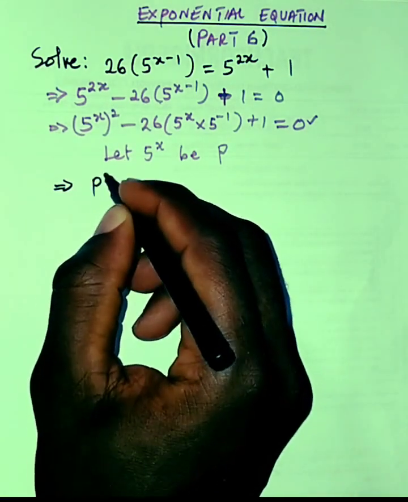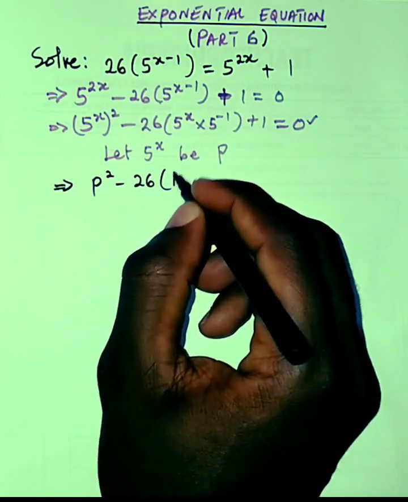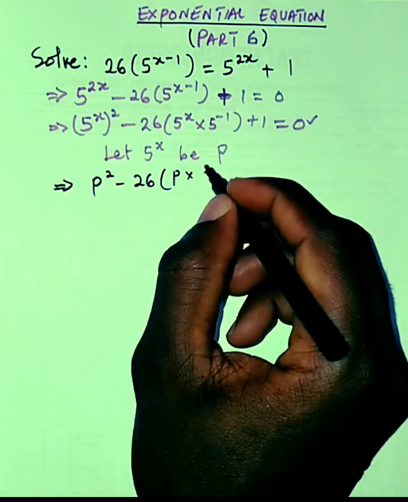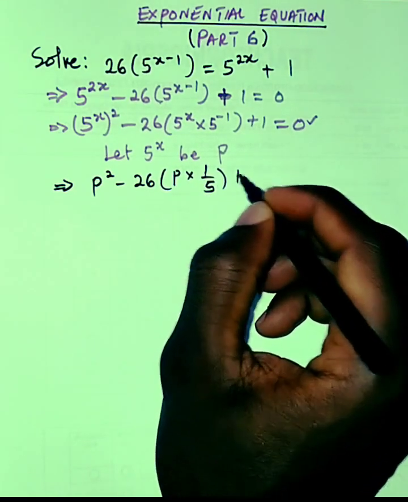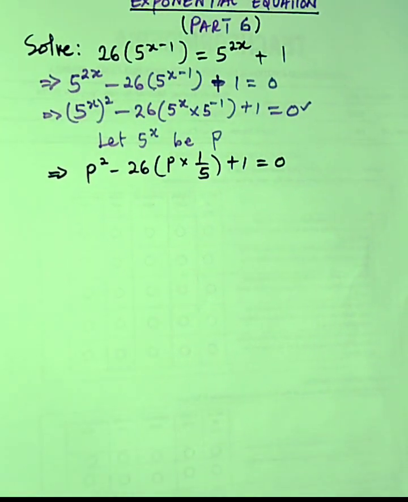So we have p squared minus 26 into bracket p, multiplied by 5 to power minus 1, which is the same thing as 1 over 5, then plus 1 equals 0. So from here, what's the next thing to do?